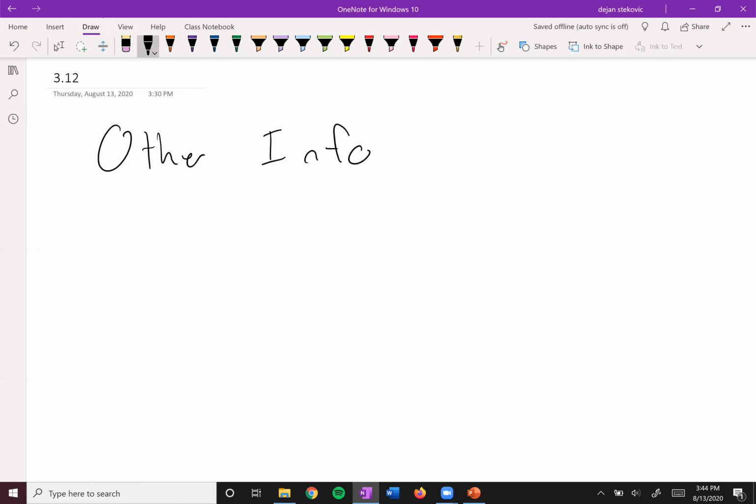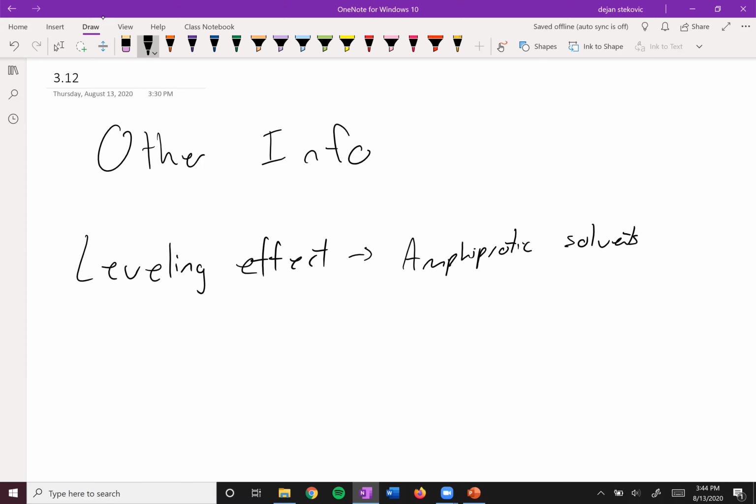All right, we're just going to take a look at two more quick things, just some other info type of stuff. The first is the leveling effect. And so what we're going to say here is that amphiprotic solvents limit the acid/base strengths. So let's take a look at some of this stuff.